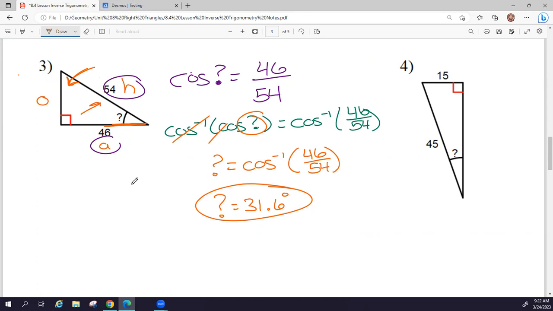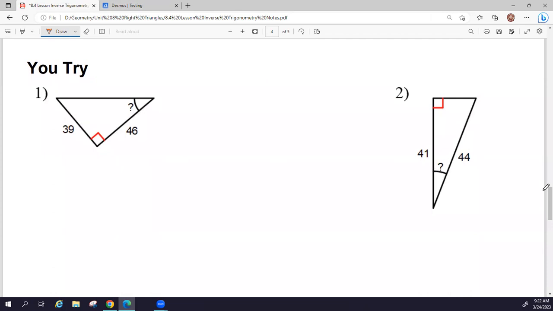So if you're struggling with that, it's a good time to ask how we can fix that so that you can apply that to all the rest of the triangles and make your life a little bit easier. So if you're feeling confident, go ahead and try these two problems and then check your answer.